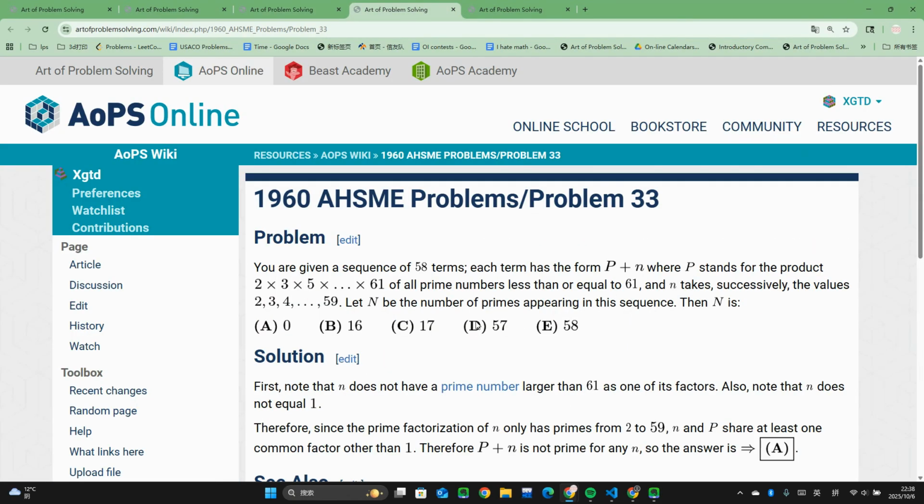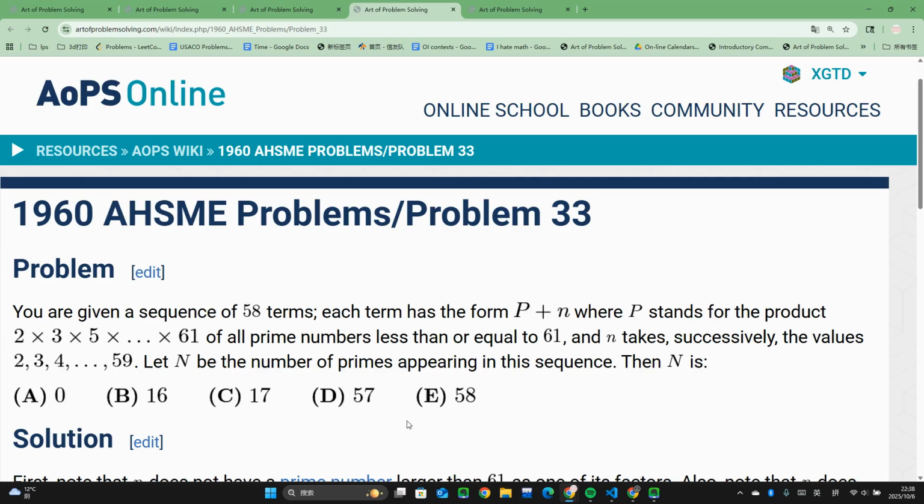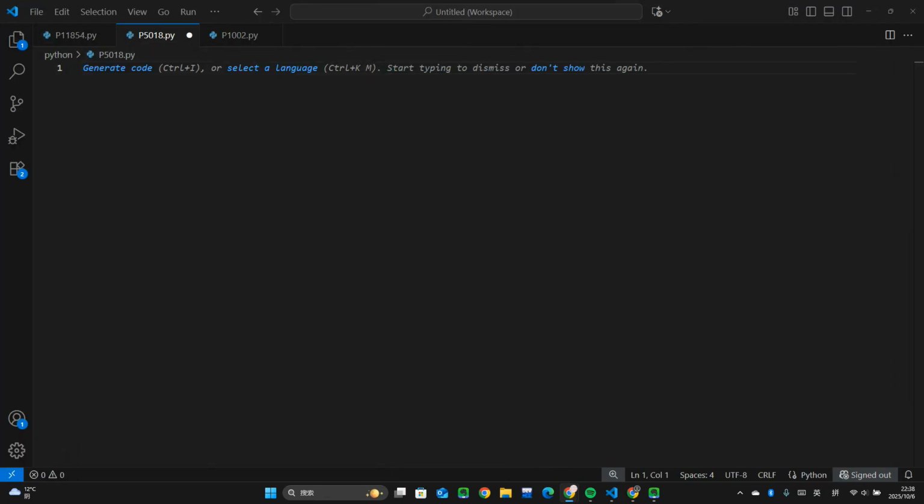Now let's look at problem number 3. We're given a sequence with 58 terms, and each term has the form P plus n, and P is the product of all the primes less than 61, and then n is 2 all the way to 59. And we're trying to find how many primes are in this sequence. The choices are 0, 16, 17, 57, 58.